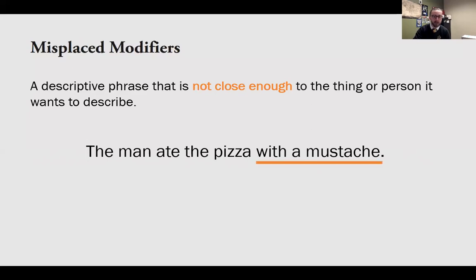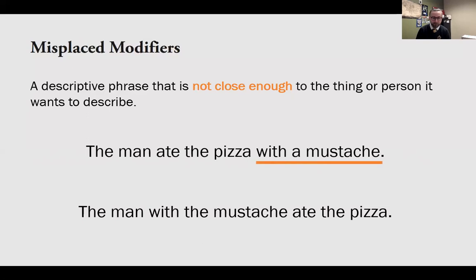So this is a little bit easier to correct. All we need to do is rearrange. We don't need to add anything. We just need to move parts around so that the modifier is closer to the person or thing it wants to describe.